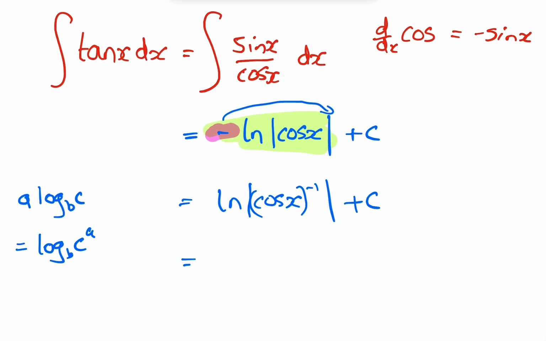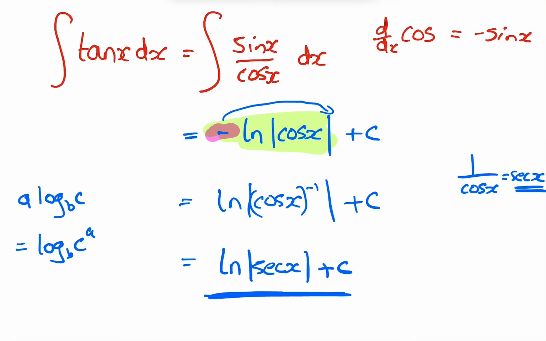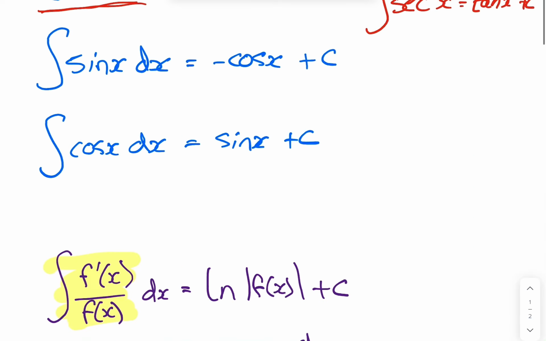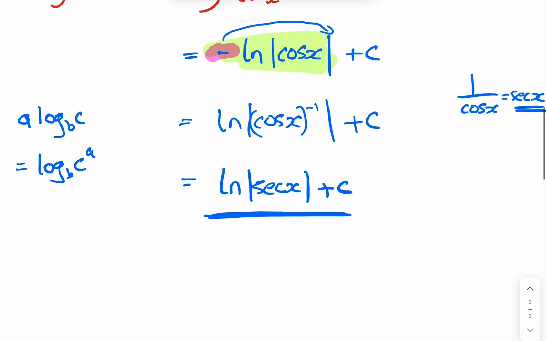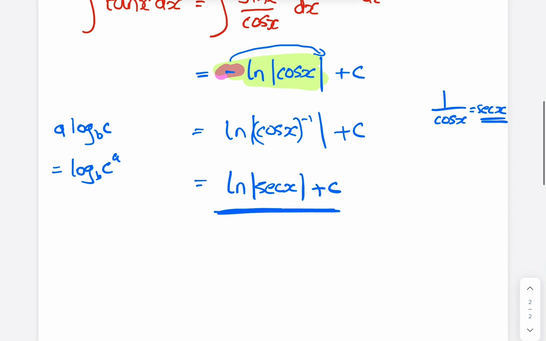And finally, another thing we learn in year 13 is the reciprocal functions. So 1 over cos x is just sec x. So altogether, we get the natural log of sec x plus c as our final answer. Not quite as nice as these ones up here: sine goes to negative cos, cos goes to negative sine. However, nonetheless, it's still quite a nice form for the integral of tan x.